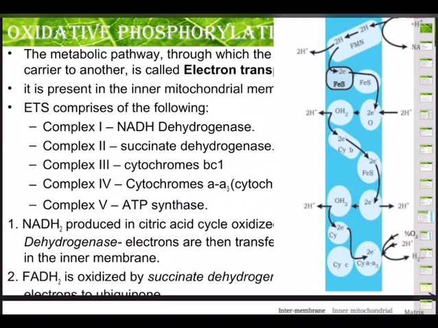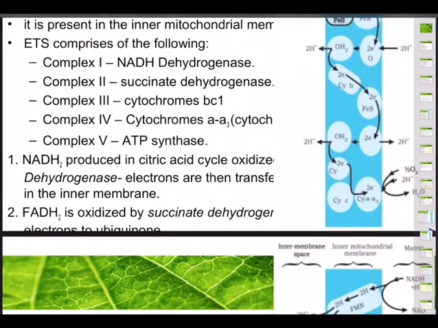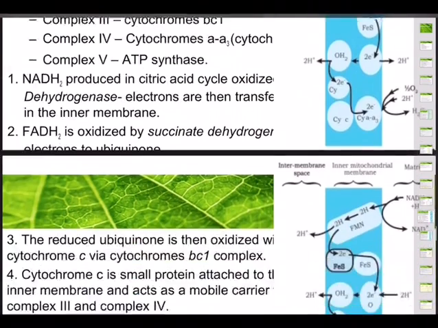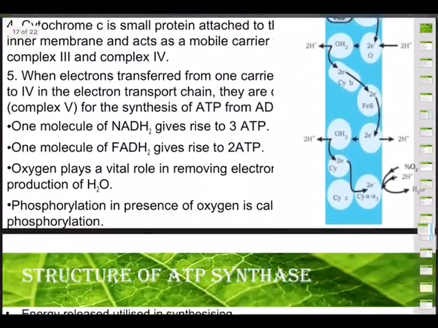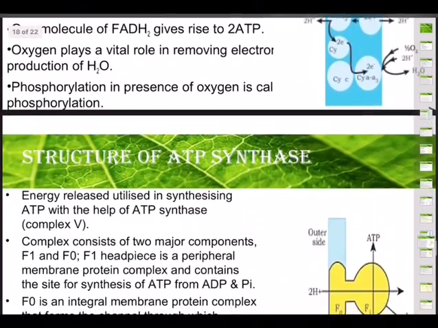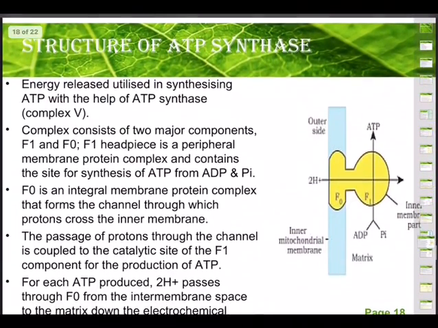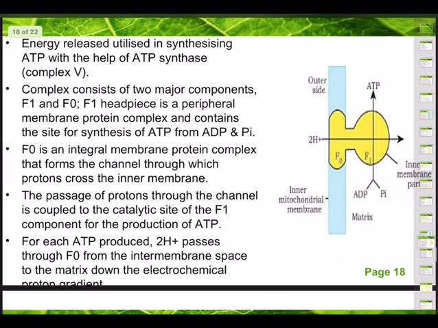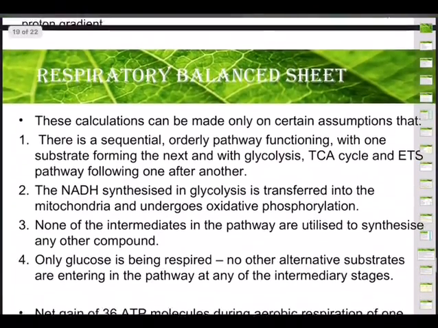And then we talked about the fourth one. First one is glycolysis, second one is link reaction, acetyl CoA, third one is TCA cycle, and fourth one is electron transport chain. Whatever NADH and FADH are formed in the TCA cycle will be utilized to produce water and ATP. So basically complex five is ATP synthase. This is how we talked.